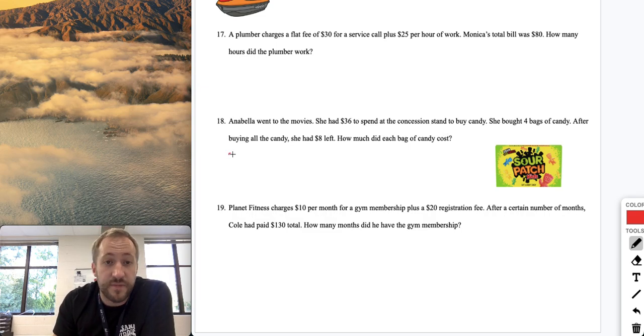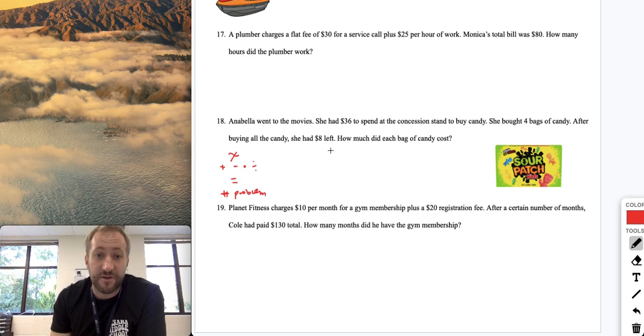Again, it's a word problem. It's kind of like a puzzle. I need a variable. I need an operation of some sort. I need an equal sign. And I need the numbers from the problem. All right? So let's see. Let's start figuring out how this is going to work.